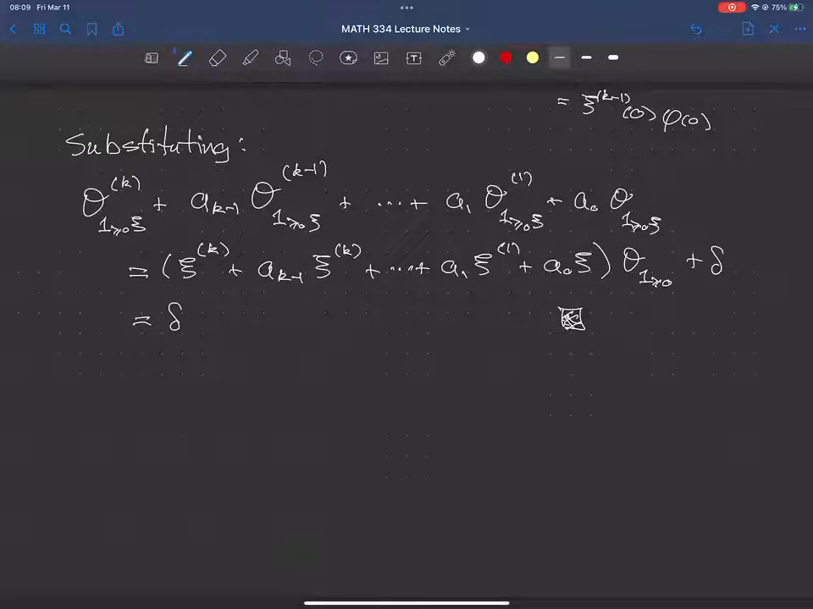Now we want to do the same thing, but not for a scalar equation, but for a system of equations.